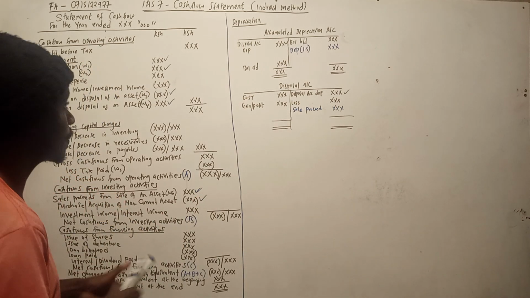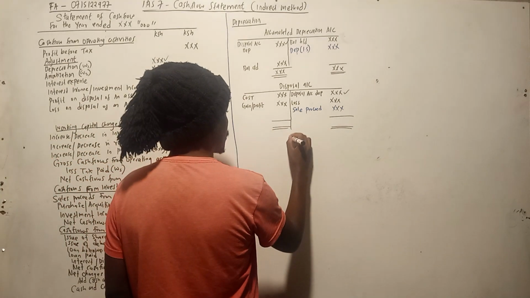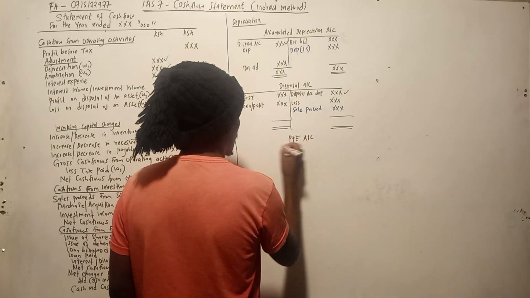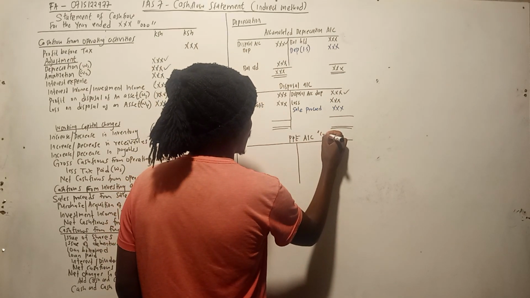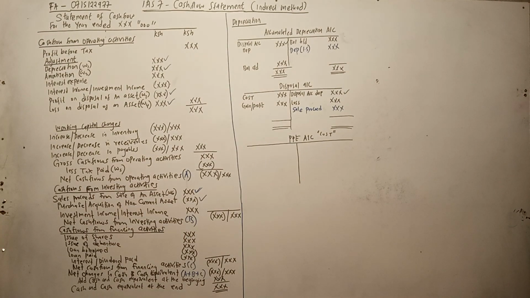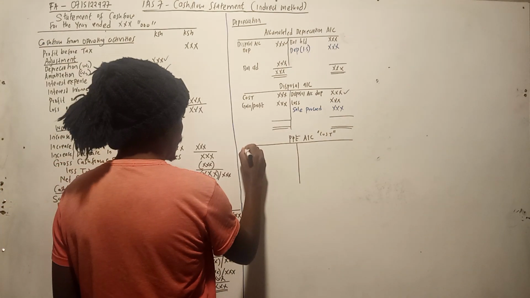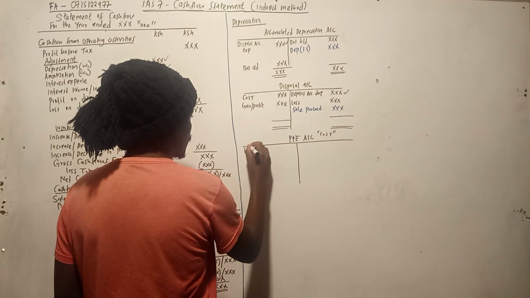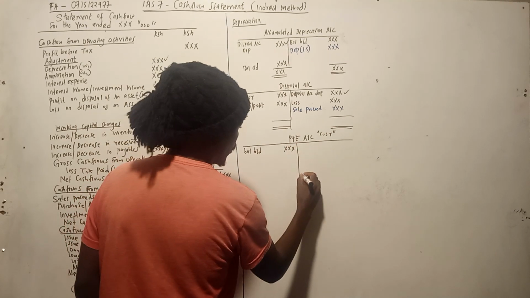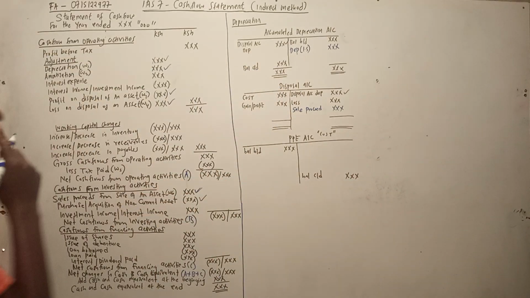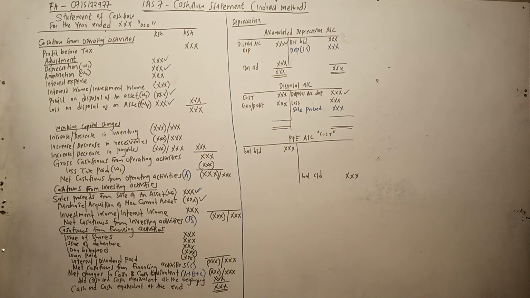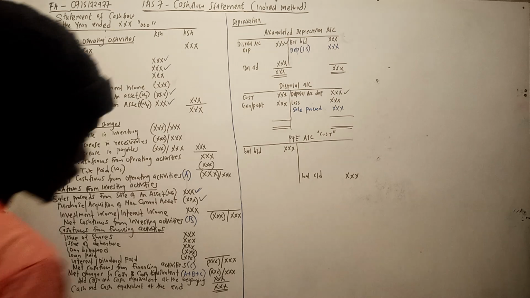Acquisition of non-current assets. So for this one you need to prepare the PPE account, property, plant and equipment. And remember it is prepared at cost. We start with the balance brought down. Then you have the balance carried down. So remember they are on cost. Then the disposal cost.